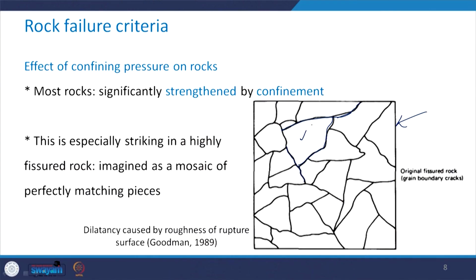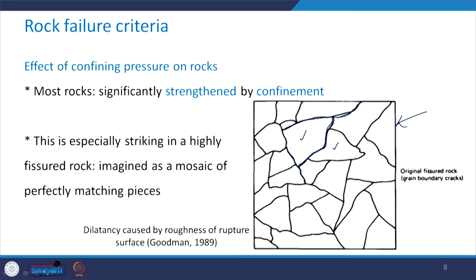In case of your fissured rock, these discontinuity planes are matching perfectly with the next piece. So, let us say this is one piece, this is another piece. It is matching with this other piece in a very nice manner. Now, for this fissured rock to deform, what should happen? There should be the exertion of energy in order to have the movement along any fracture plane.